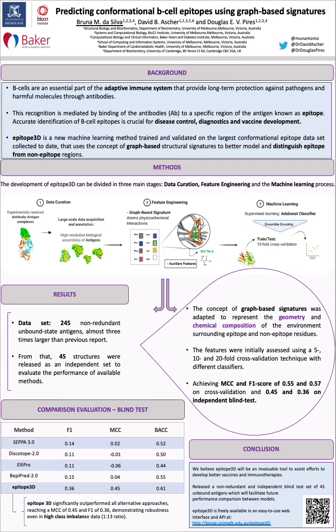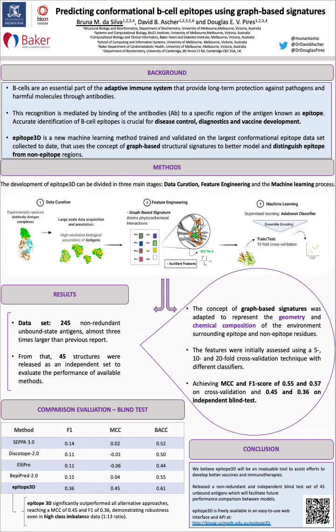They are also called discontinuous because they are composed of residues that may be far apart in the sequence, but spatially close in the protein structure. Generally speaking, epitopes represent only 4% of the entire antigen structure. And this information makes us realize the big computational challenge of dealing with highly imbalanced data.